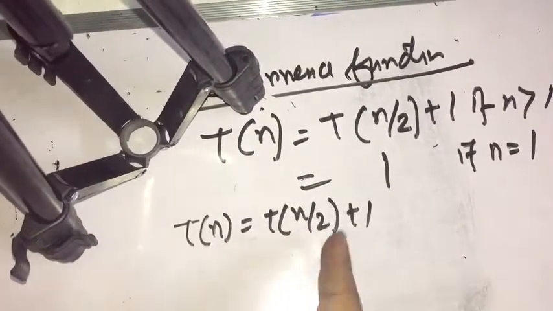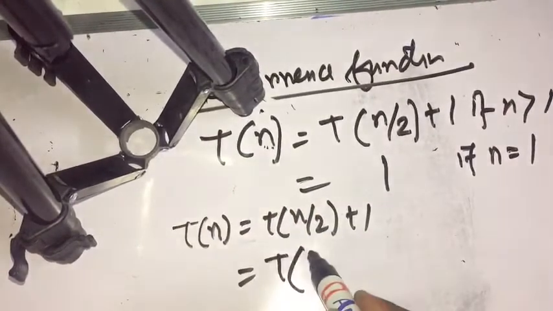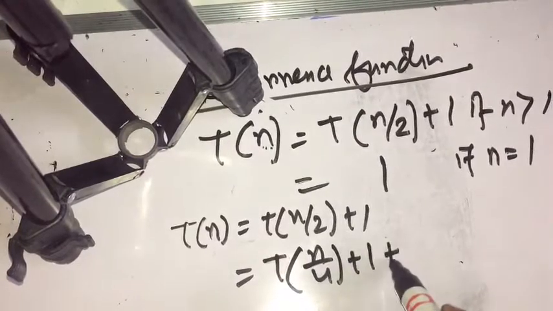Now putting the n by 2 in the function again, when you put the value of n by 2 here, then we get T of n by 4 plus 1, and the plus 1 remains the same.